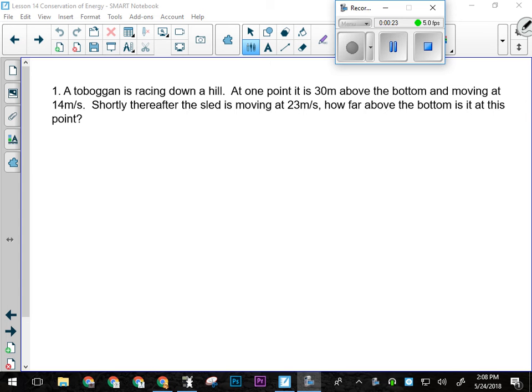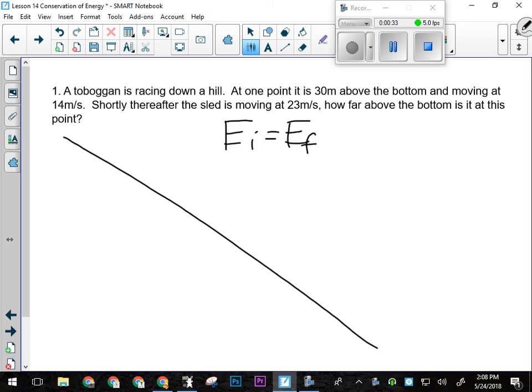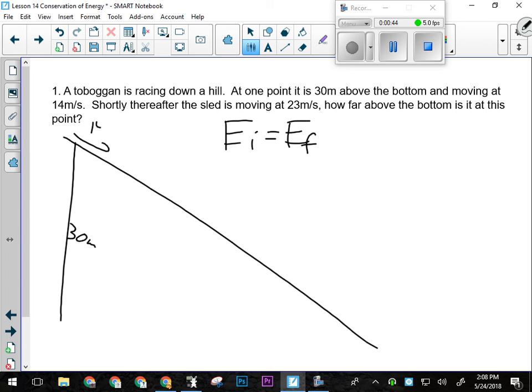So what we have here is that we know energy is being conserved. So EI equals EF. Right? At one point, we're 30 meters above the bottom. So we know we have a hill, and we know that at one point, it's 30 meters above the bottom of the hill. At this point, that's my toboggan, it's moving at 14 meters per second. So this is part of my initial mechanical energy.